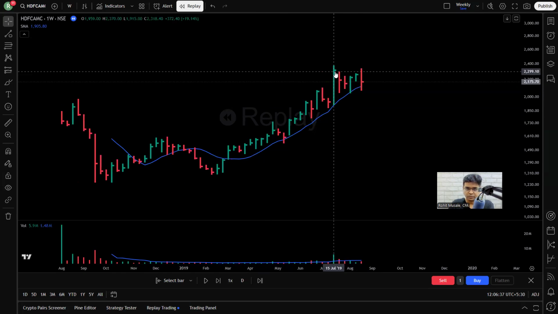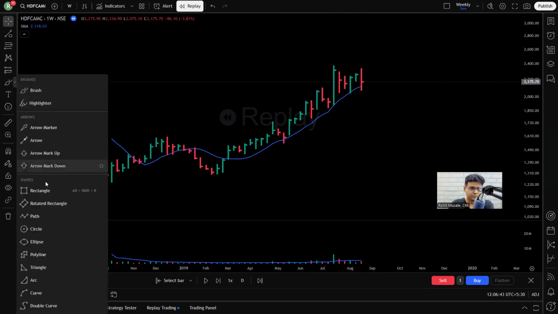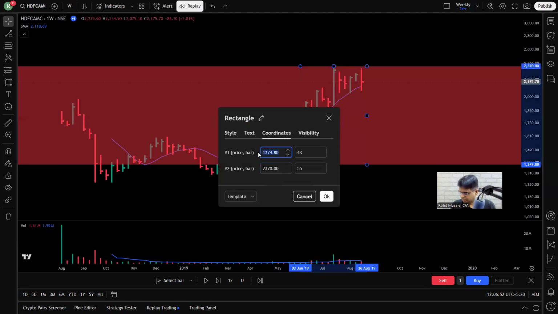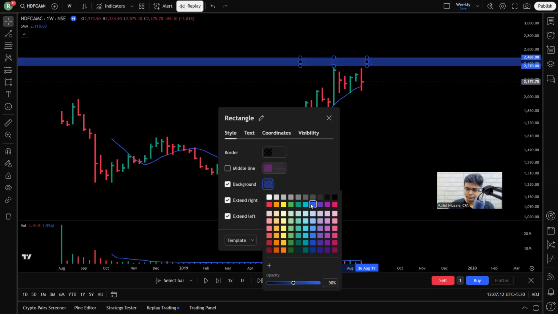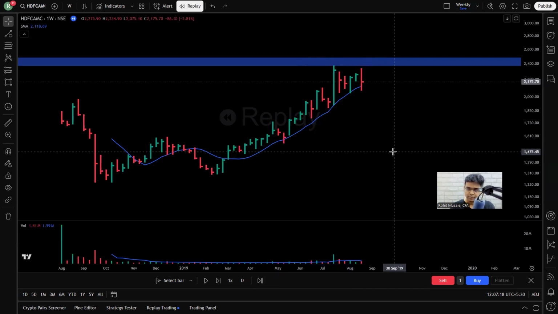So let's draw the pivot range. So the high of this is 2370. So this is 2370. Let me take out my calculator. So 2370 multiplied by 1.05, 2488, and the color will be blue. Okay, so that is the pivot range.